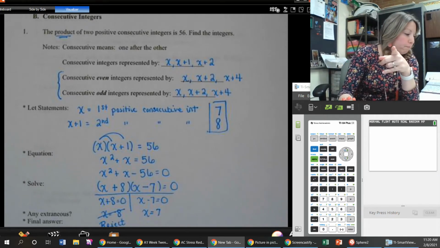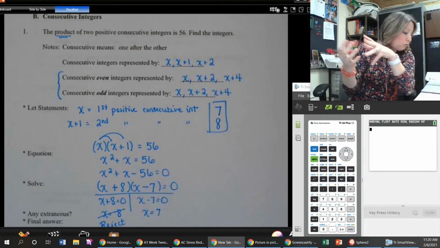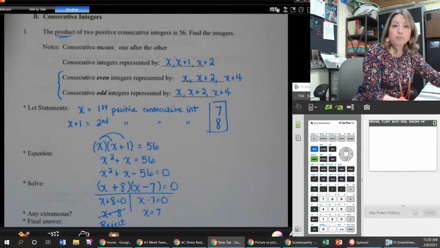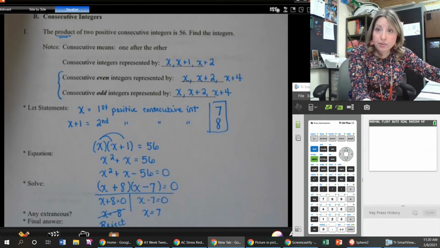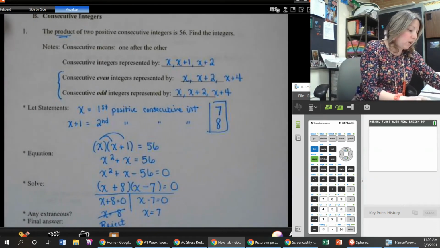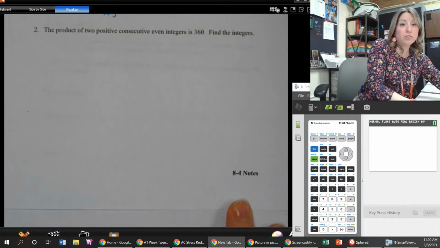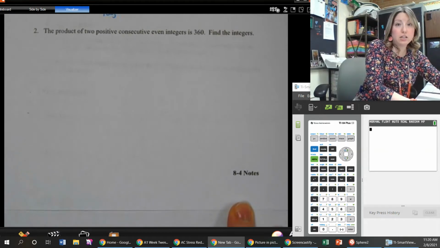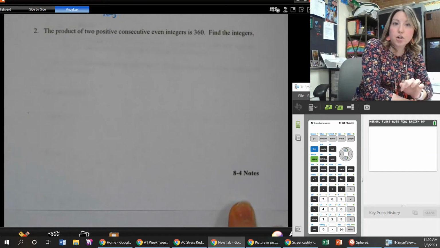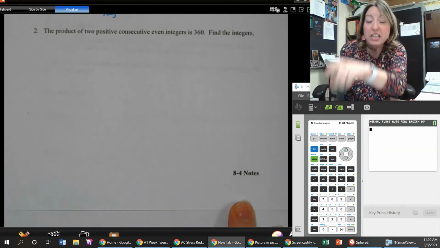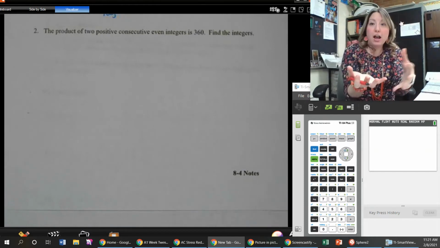Why don't you try? After I read it, pause it, and try number 2 on your own. Make sure you have all that I just did written down so you know exactly how to tackle this one. Okay? And then, of course, I'll come back and I'll show you what I get. The product of two positive consecutive even integers is 360. Find the integers.